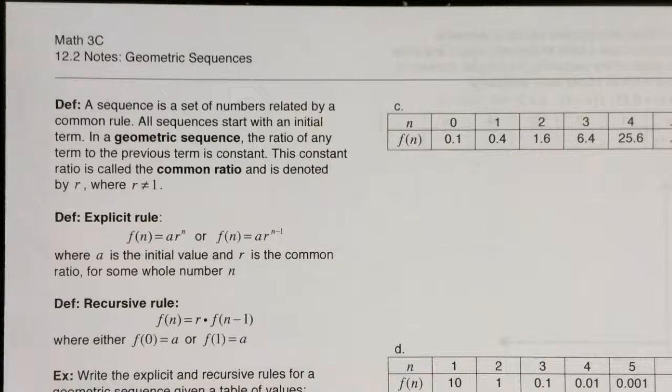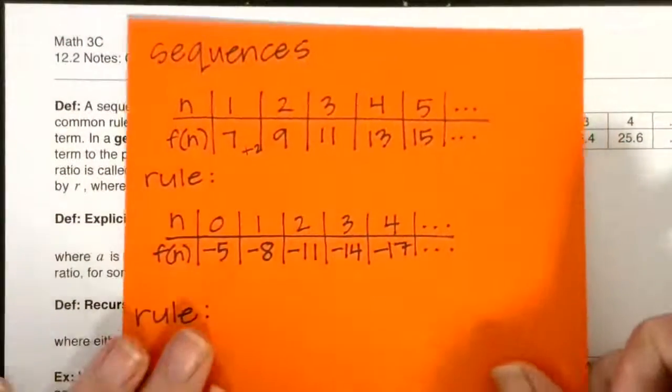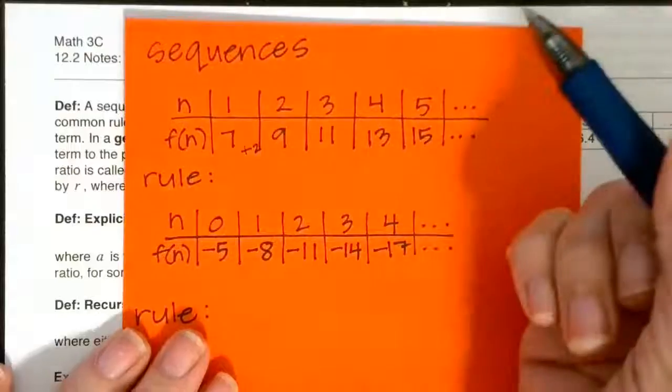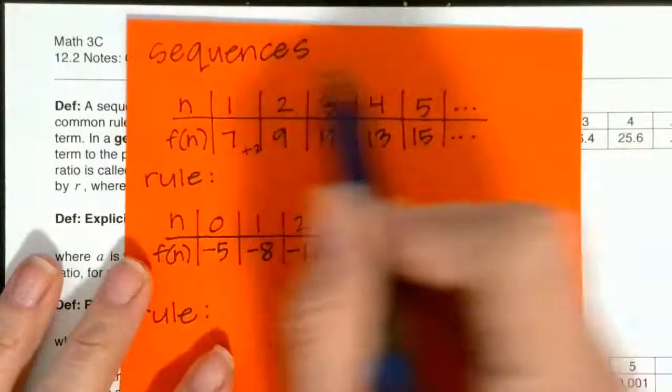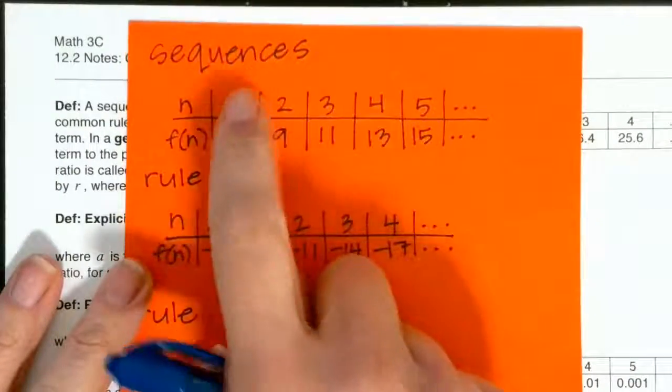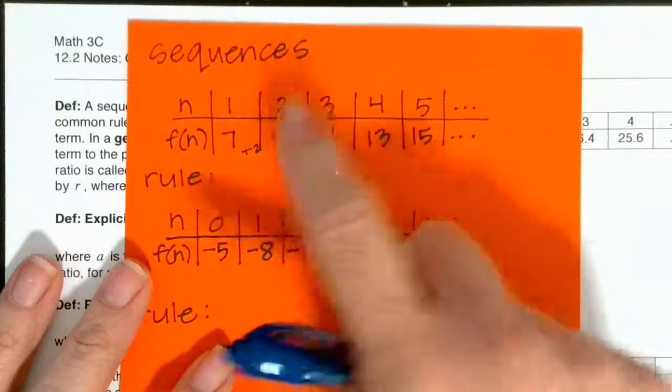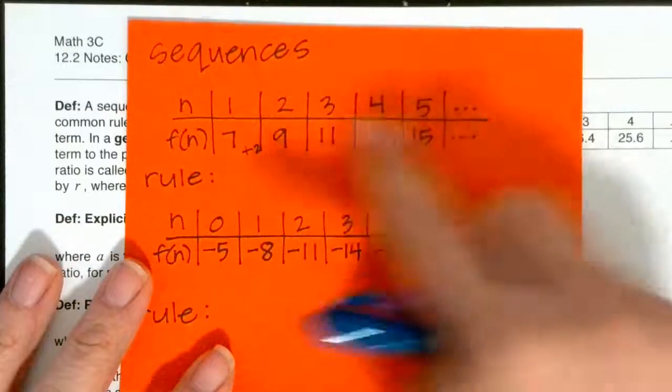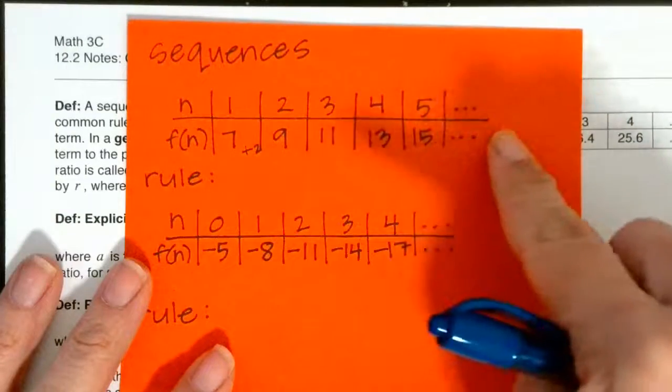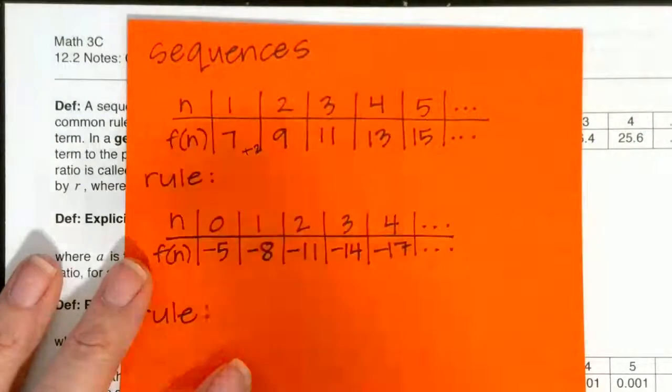And so any sequence in math is a set of numbers related by a common rule. And they all start with an initial term. So I'm going to put this up on the screen real quick. It's not in your notes, you're just going to pay attention. So here's a sequence that you might have already been familiar with. The first term is 7, the second term is 9, the third term is 11, and so on. And this means that the sequence keeps going, but we don't need to keep writing it.